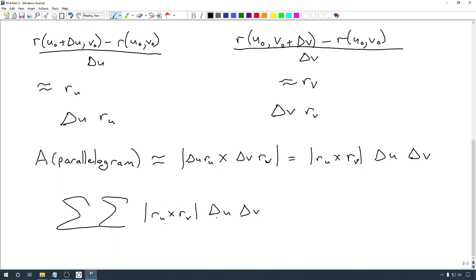Obviously, these values will be different for each rectangle, but I'm not going to get into all the notation here. Technically, we'd have to label these by some indices i and j or something like that. But we have a Riemann sum here, and as we take the limit, this turns into a double integral.